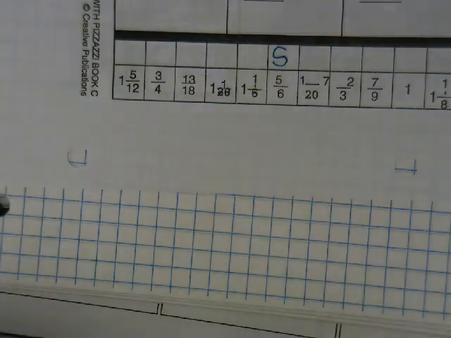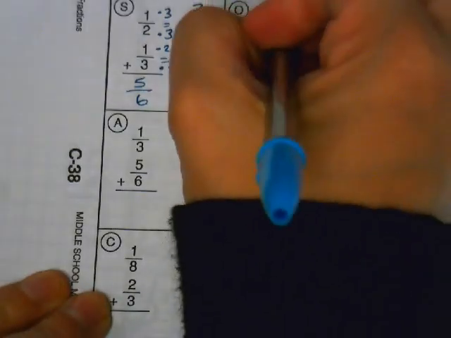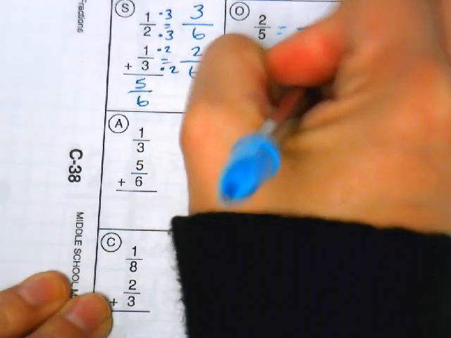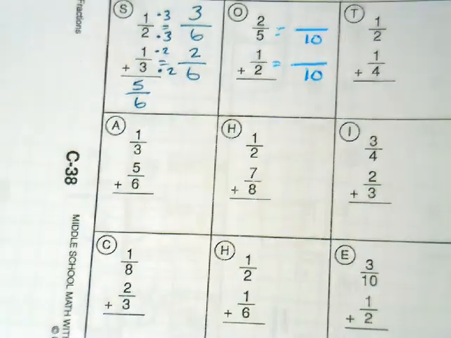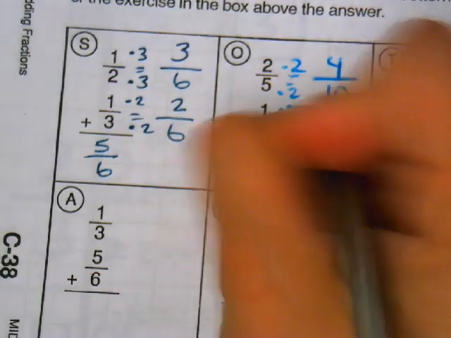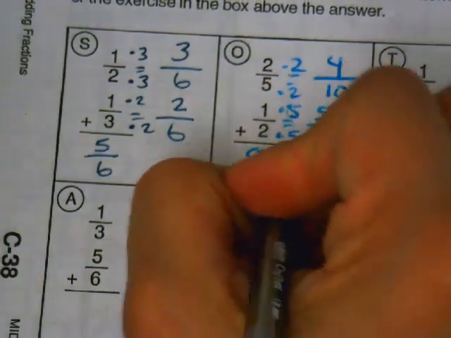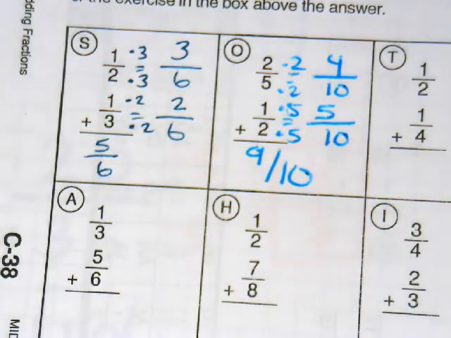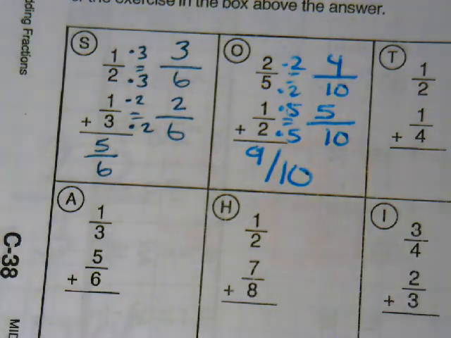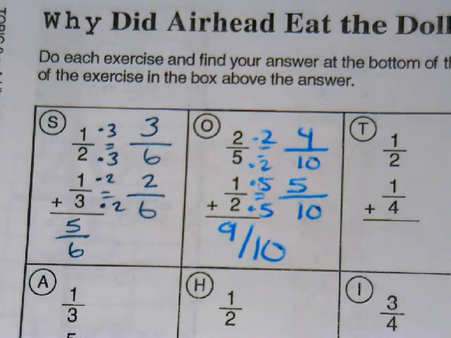All right. What does 5 and 2 have in common? 10. Very good. So we're going to set this equal to 10. 5 times what is 10? Times 2, so that's 4. 2 times what is 10? Times 5, so that gives me 5. I'm adding 4 plus 5. What's 4 plus 5? 9 over 10. Are we okay? Yep. Is 9 over 10 at the bottom? Yes, it is. What letter am I going to use? The letter O. All right. Questions? No.